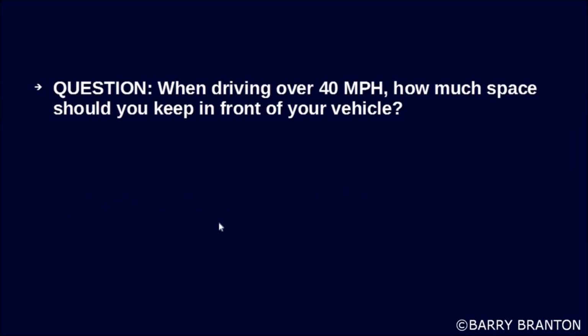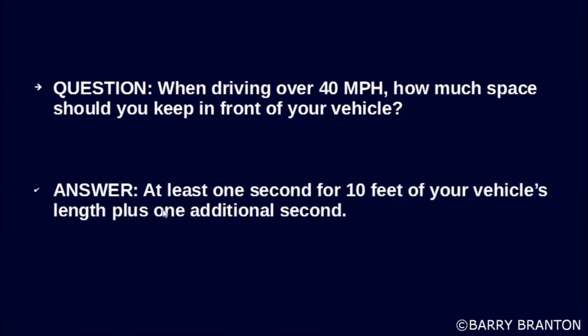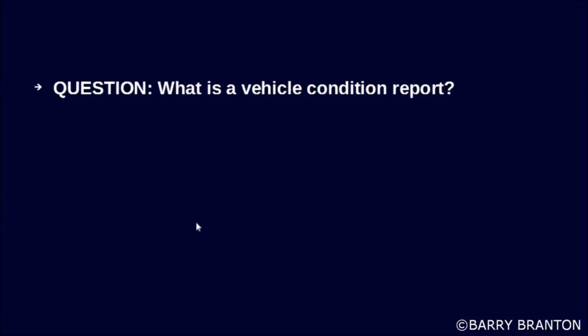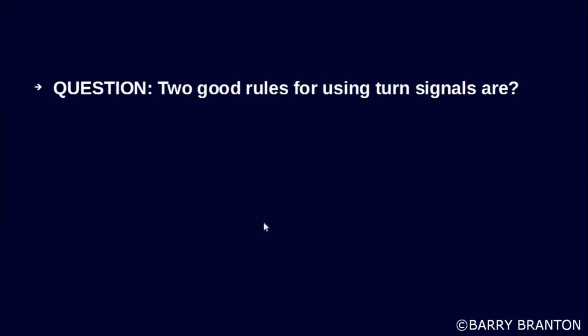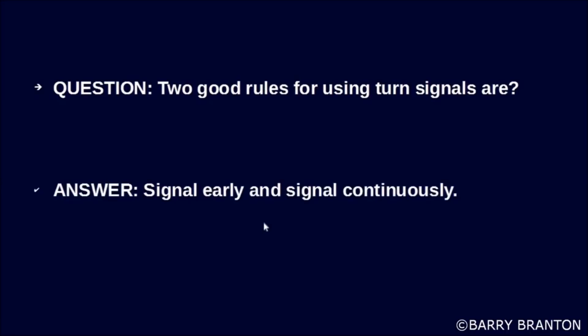When driving over 40 miles per hour, how much space should you keep in front of your vehicle? At least 1 second for every 10 feet of your vehicle's length plus 1 additional second. What is a vehicle condition report? A list of problems that you find. 2 good rules for using turn signals are: signal early and signal continuously.